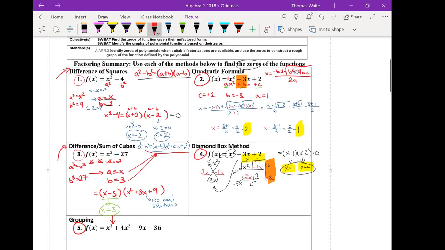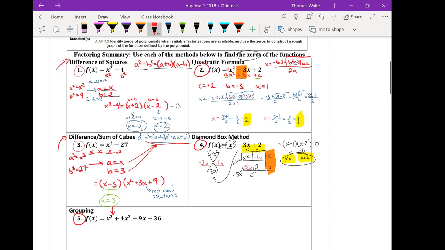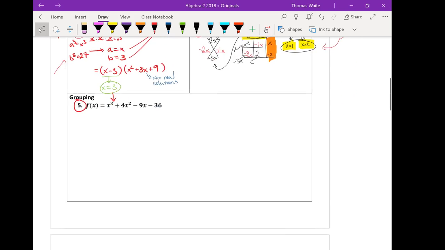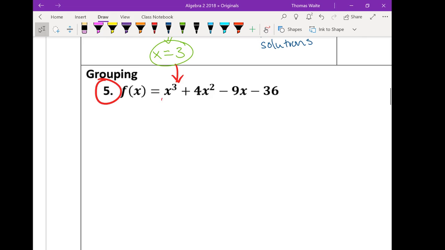So far, we've covered how to factor things with two terms, with difference of squares, difference and sum of cubes. And then we also covered how to factor quadratics, which are things with three terms, with an x squared term. And now we're going to cover how to factor cubics, which would be with grouping.